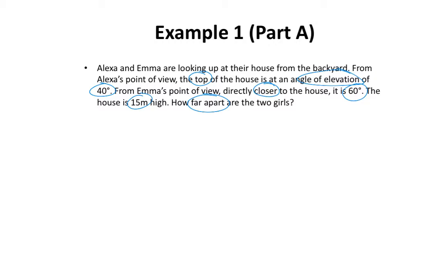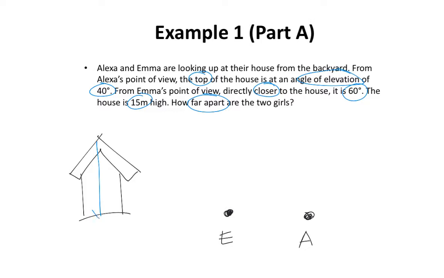Let's begin by drawing our house. Emma is closer to the house than Alexa, so I'm going to have her over here, and I'm going to call that E for Emma. And Alexa is a little bit further from the house, and I'm going to call that A. We also know that the house is about 15 meters high.